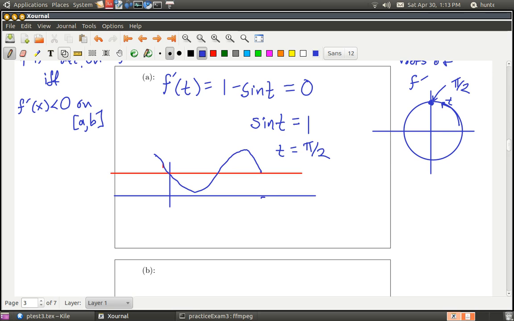Okay, so this will be 2 pi. And it's going to do the same thing going in the other direction. And this is going to be minus 2 pi over here. And what we just found is the very useful and relevant fact that the place where sine t is equal to 1, or the place where this thing is equal to 0, is right here at pi over 2.